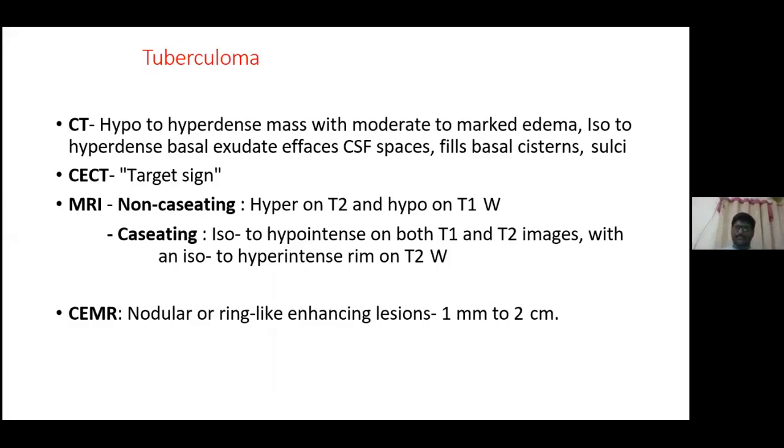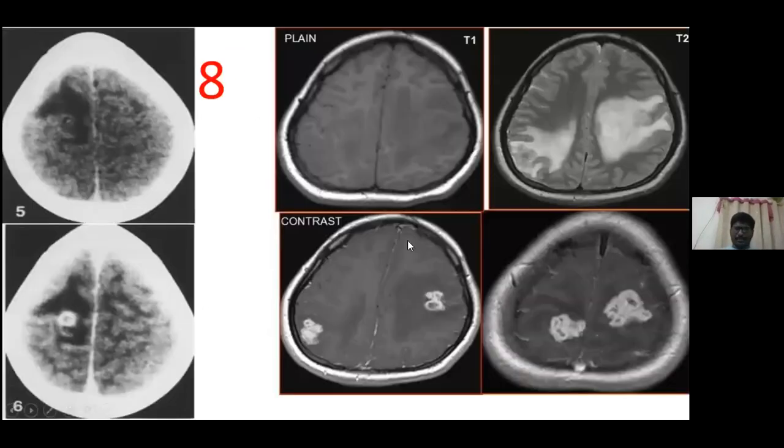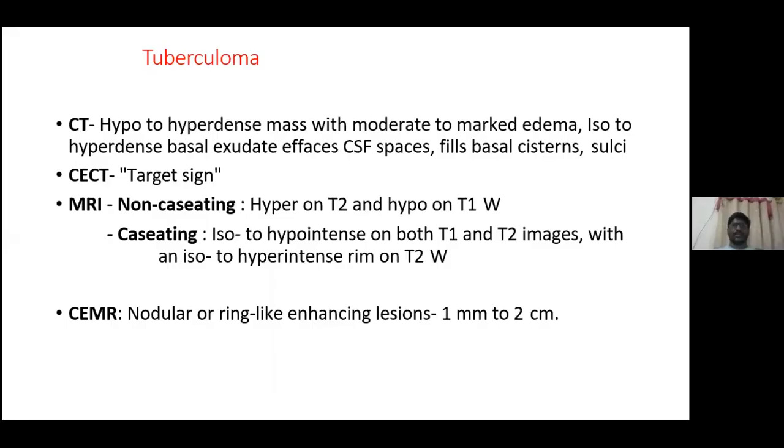So what is classic of tuberculoma is the target sign, and the significant edema is there in the tuberculosis, and also there are conglomerated lesions. So in the clinical question, if you see conglomerated lesions, target sign, and the lesion is surrounded by very significant edema, this is more in favor of tuberculosis.